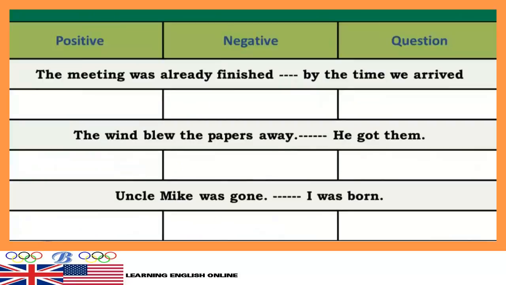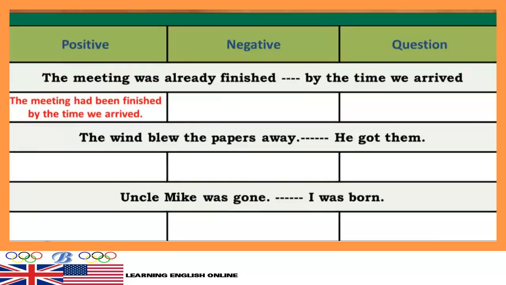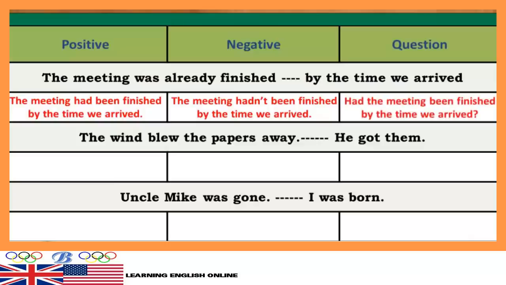The next one, the meeting was already finished and by the time we arrived. The correct positive statement is: The meeting had been finished by the time we arrived. The negative sentence is: The meeting hadn't been finished by the time we arrived. And the question is, had the meeting been finished by the time we arrived?